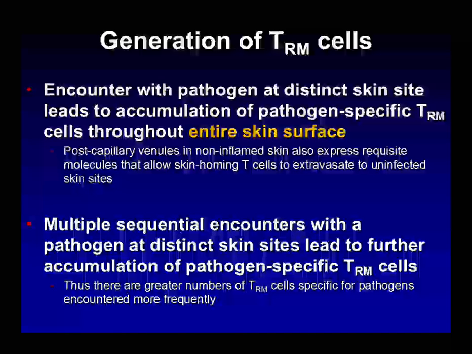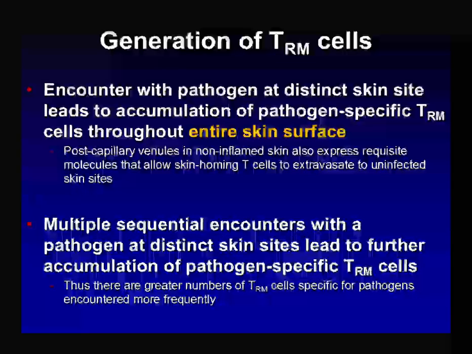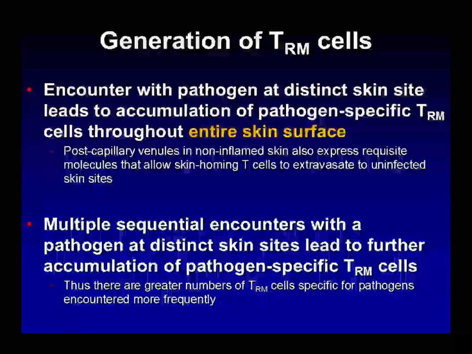And so it populates the entire barrier surface with cells that can recognize that pathogen should it try to invade a second time. And additionally, multiple sequential encounters with the same pathogen at different sites in the skin will lead to the accumulation of skin-resident memory T cells that recognize that pathogen. The more frequently a pathogen tries to invade the skin, the higher the number of resident memory T cells that will be present in that barrier.